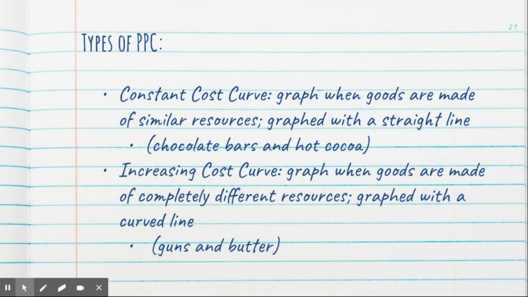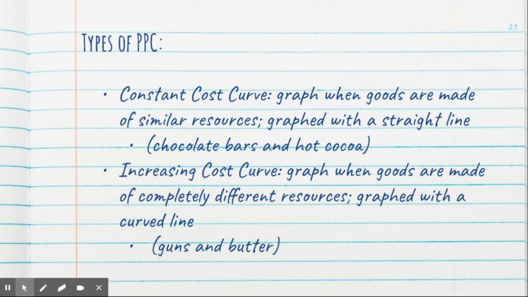So what goods would be made of similar resources? Here's my example. Chocolate bars and hot cocoa. Let's go back to my fanny pack example. Fanny packs and clothes are made out of the same thing, right? Fabric. Let's think, a notebook and a binder are made out of the same thing. Paper, cardboard, those sort of things, okay?